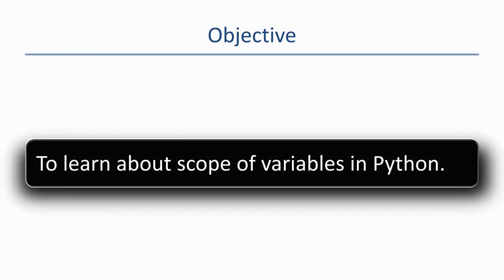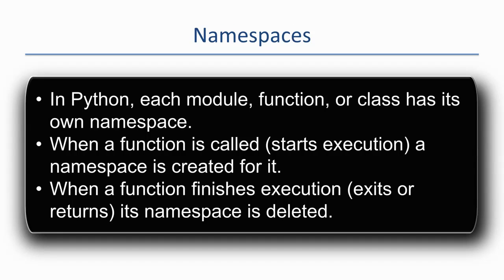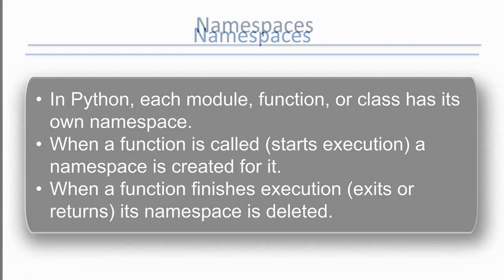The objective of this lesson is to learn about the scope of variables in Python. To refresh your memory, you learned in the previous lesson that in Python, each module, function, or class has its own namespace. When a function is called and starts execution, a namespace is created for it. And when a function finishes execution, its namespace is deleted.